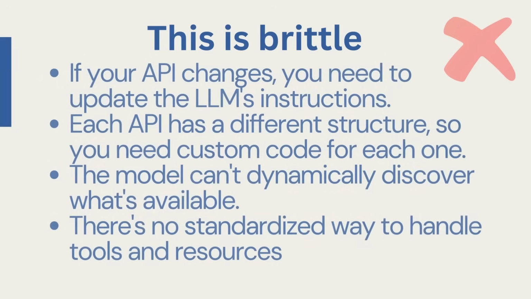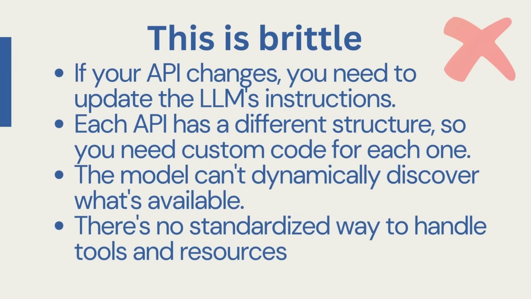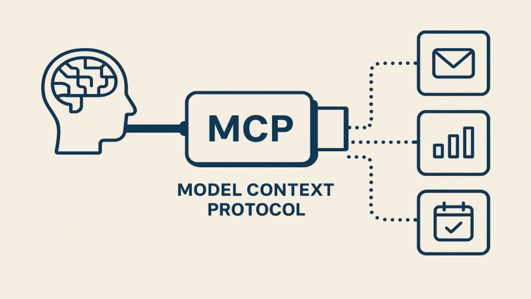This is brittle. Why? Because if your API changes, you need to update the LLM's instructions. Each API has a different structure, so you need custom code for each one. The model can't dynamically discover what's available. There's no standardized way to handle tools and resources. This brings us to MCP.